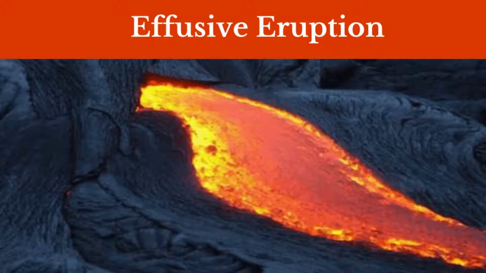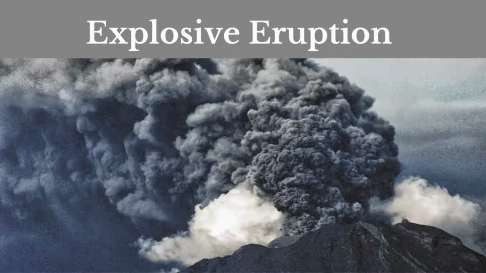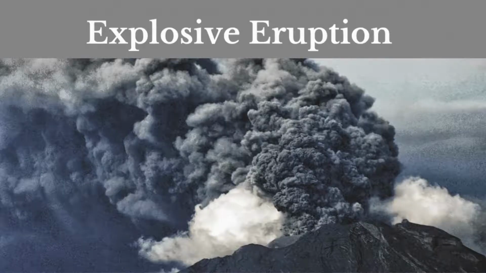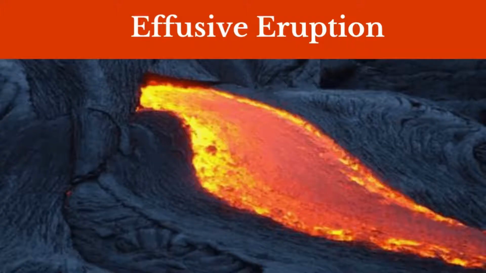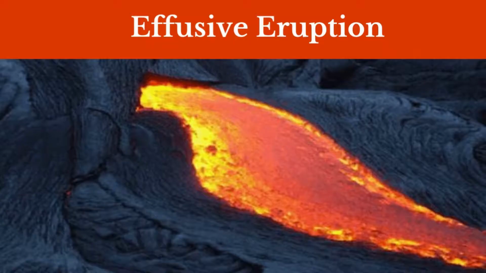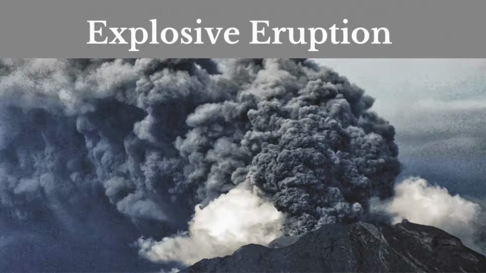Explosive eruptions generally involve magma that is more viscous and has a higher gas content. Such magma is often shattered into pyroclastic fragments by explosive gas expansion during an eruption.